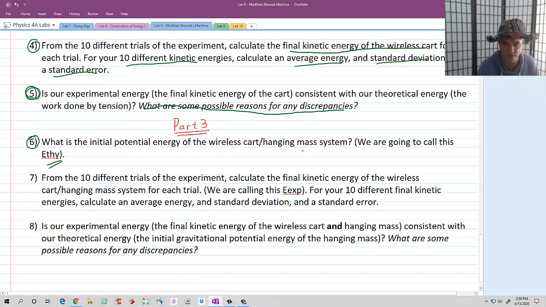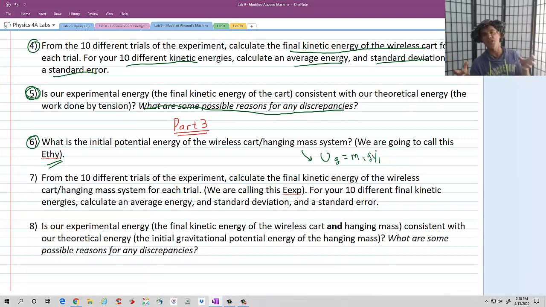And we're basically just looking at the gravitational potential energy of the hanging mass, which is m1g(y1). Now, we don't need to consider the gravitational potential energy of the moving wireless cart because it's not changing elevation at all. It's not changing its gravitational potential energy.